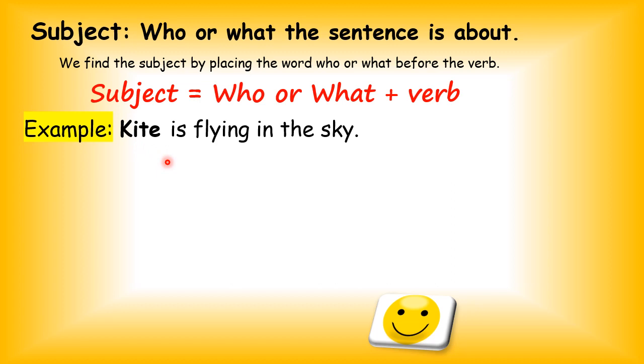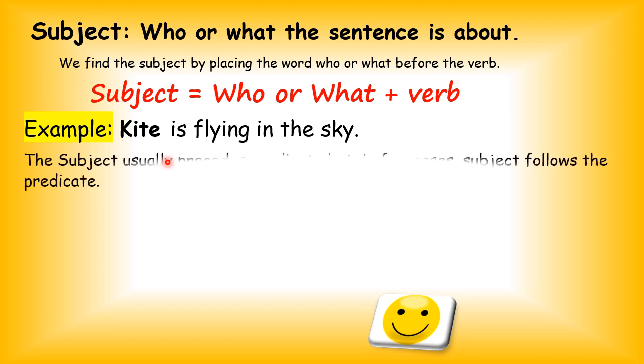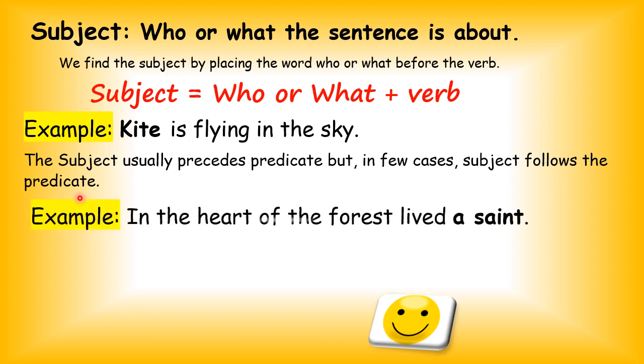Now another point which we have to keep in our mind is, the subject usually precedes the predicate, but in a few cases the subject follows the predicate. Means normally what happens, subject comes before predicate, but in a few cases we can see the subject lying after the predicate. Is it clear, children? Let's take one example here.